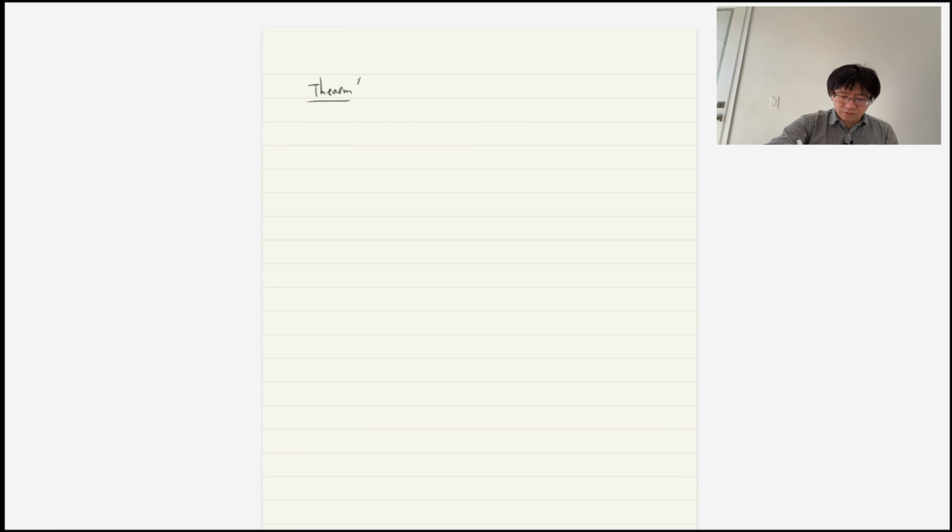Okay, so we denote that as theorem star. We're going to come back to this. This theorem shows you the concavity of entropy.